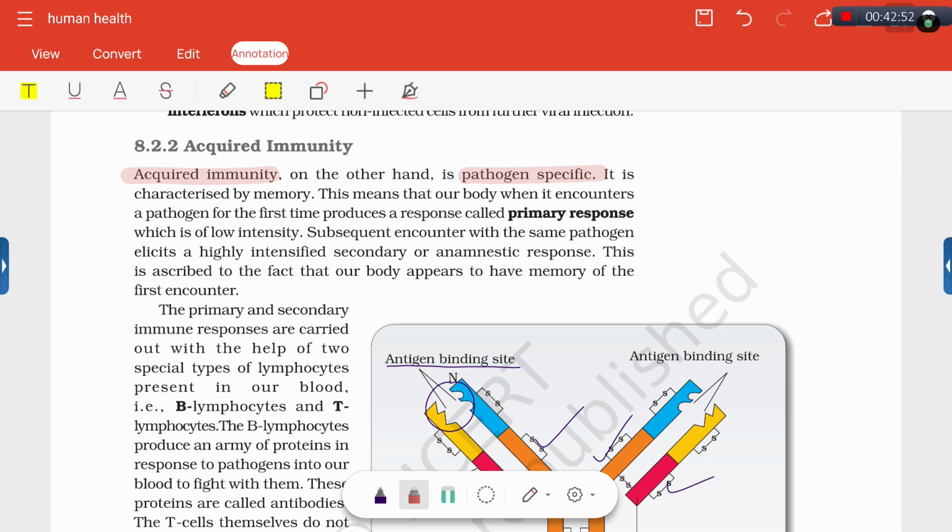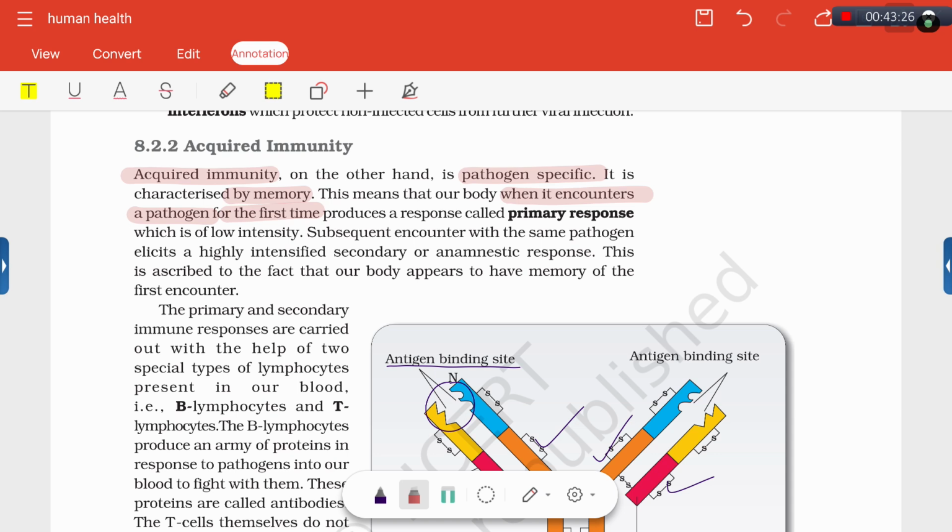It is characterized by, are they capable of retaining memory? Yes, so they are capable of retaining memory. Third, when do they develop? Are they always available? They generate only after birth. They develop only when we encounter the pathogen, when our body's immune system encounters it for the first time.